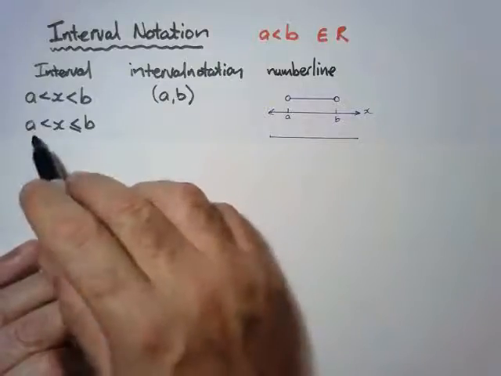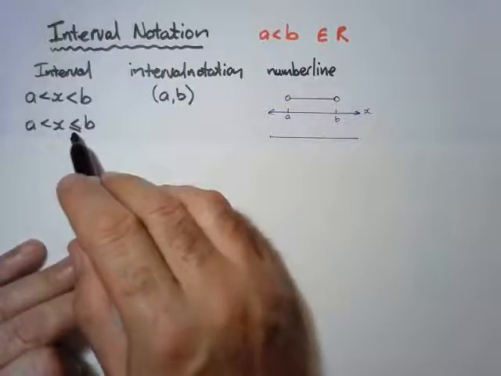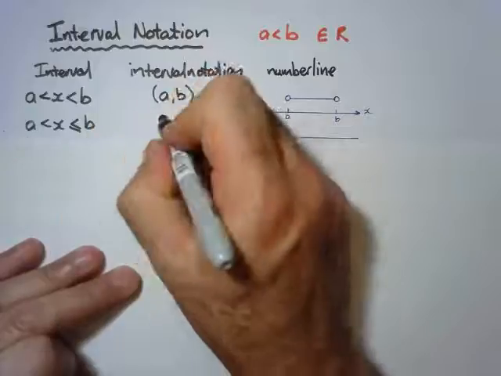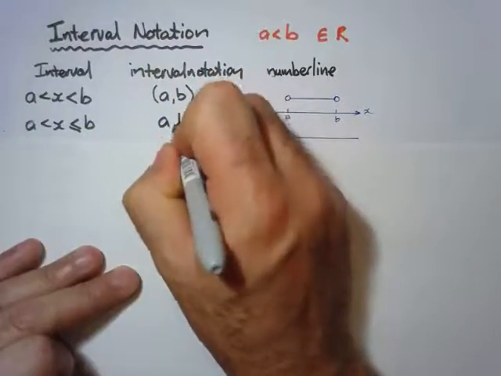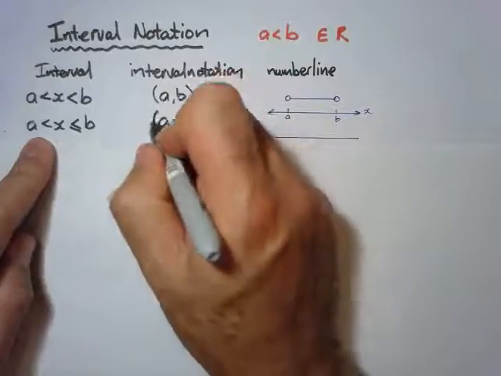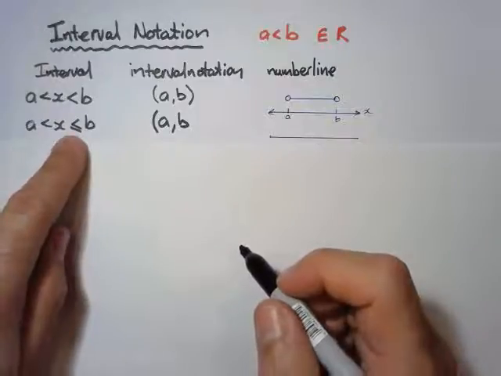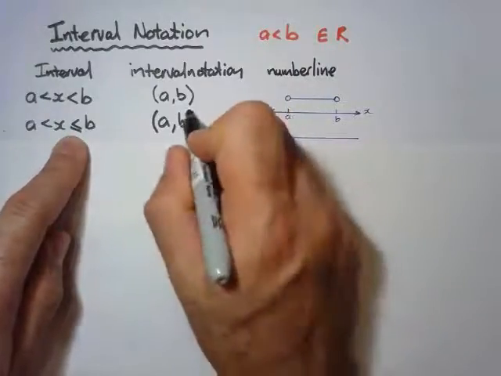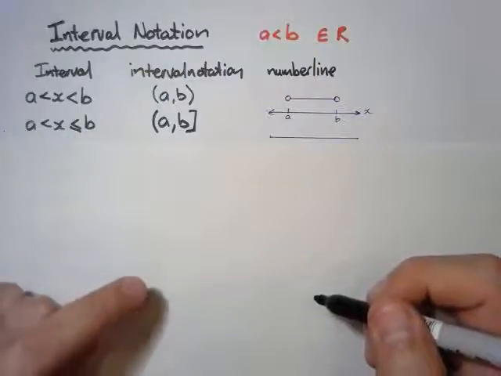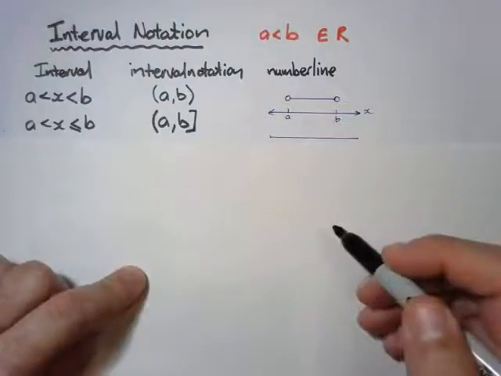If I have A is less than X, but X is less or equal than B, we're going to do the following. My two limits are values between A and B. A is not included, so that's a round bracket, and B equals. Now if it's an equal sign, this is going to be a straight line. It's going to be a block bracket. So that's how I'm going to remember it. Equal sign, straight line, straight bracket.